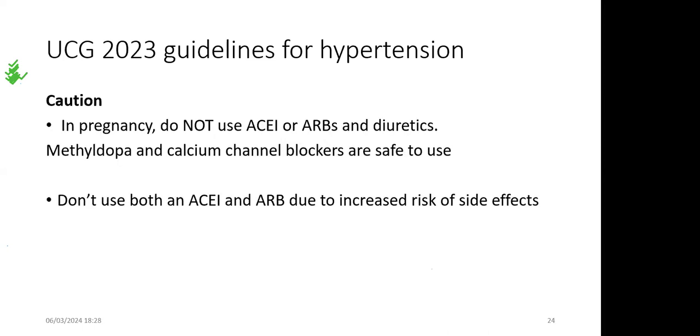So the guideline warns us that using ACE inhibitors and ARBs is not safe in pregnant mothers because of the risk of fetal nephrotoxicity. And the same applies to diuretics, particularly loop diuretics, which are not very safe in pregnant mothers because of the same risk. So we tend to use methyldopa and calcium channel blockers in expecting mothers to manage the hypertension. And then also we try to avoid combining ACE inhibitors and ARBs because of the increased risk of electrolyte imbalances, like I mentioned already, and also because of the risk of kidney injury that can be caused by combining these drugs.